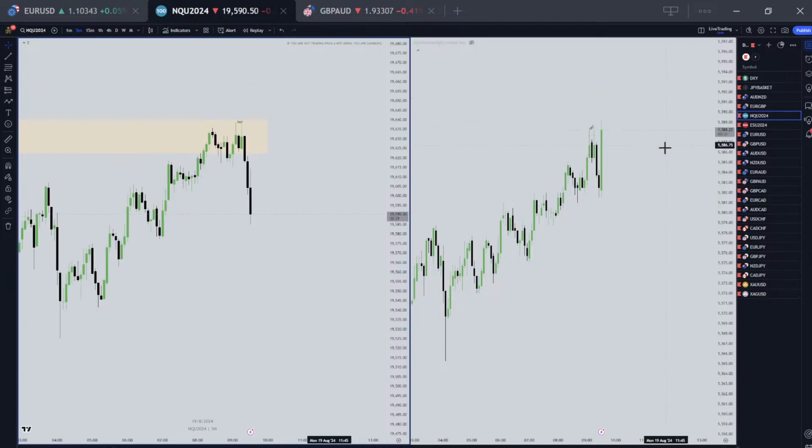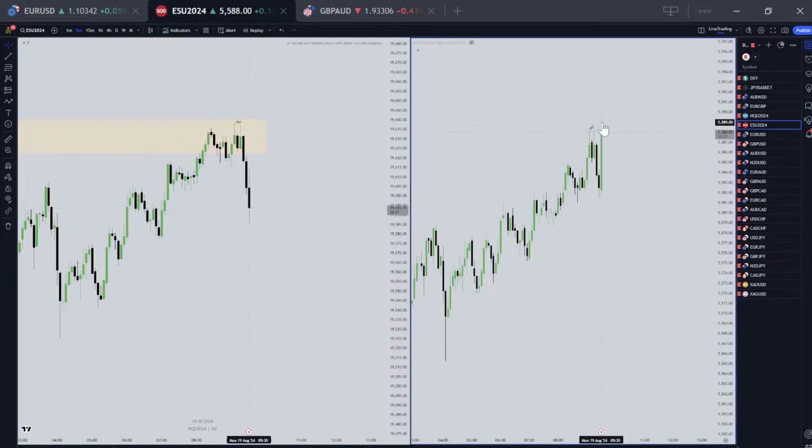Very interesting price action here. See what the ES is doing? The ES is here, Nasdaq is here. Very interesting.